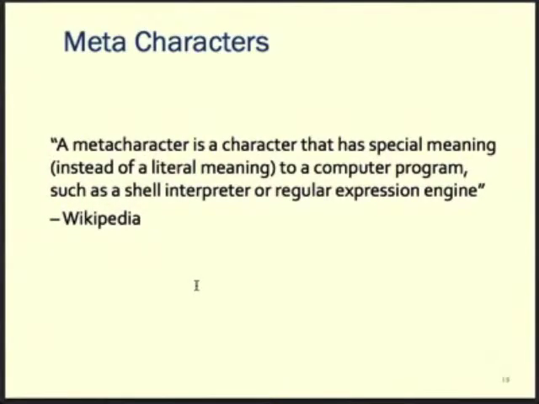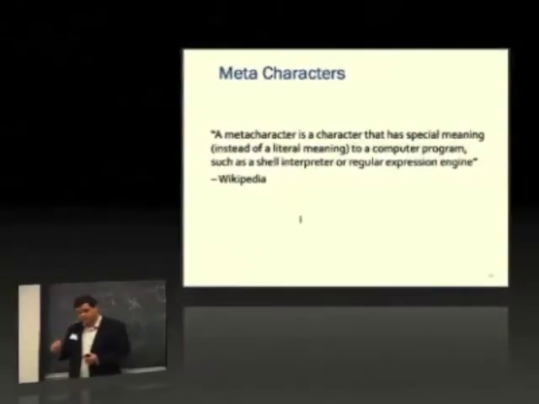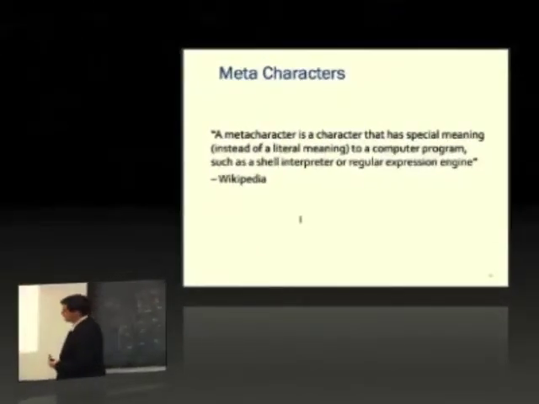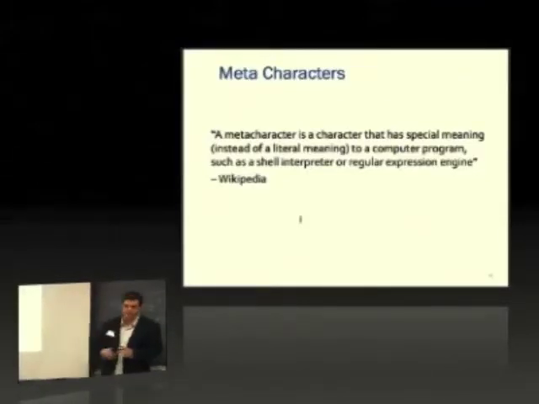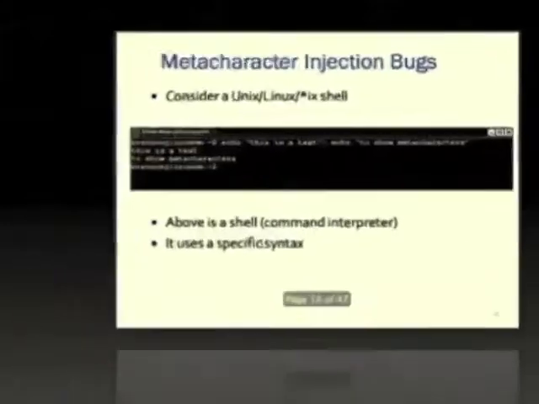I sort of summarize a lot of bug classes under this, but we'll show a few examples of them, and we'll have you guys try and maybe think of others as we go through. Wikipedia defines a metacharacter as a character that has special meaning instead of a literal meaning to a computer program, like a shell interpreter or a regular expression engine. These are characters that you use to either delimit or specify special behavior, right? So let's look at some examples here.